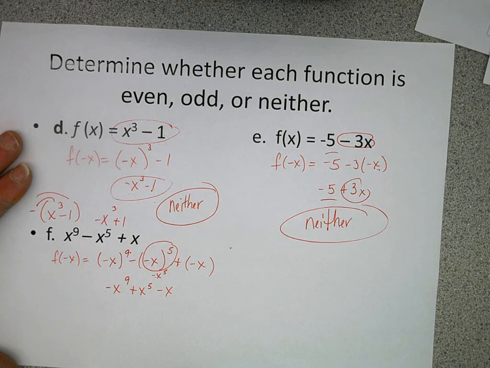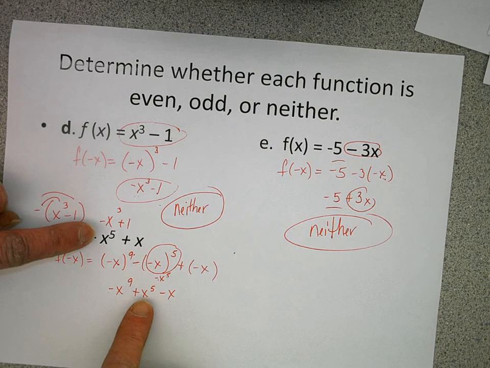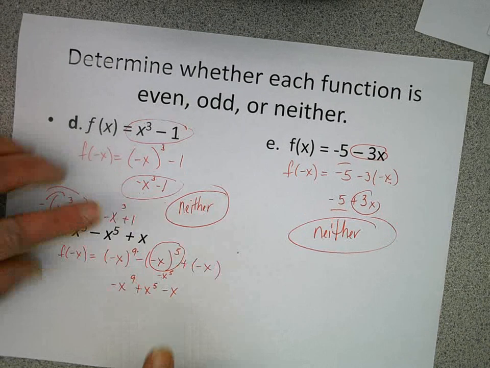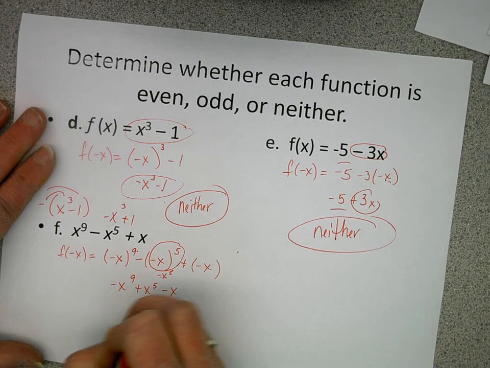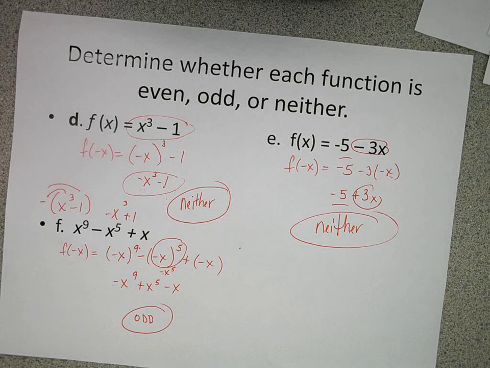So let's check. That's the opposite. That's the opposite. That's the opposite. This is an odd function because everything is the opposite sign. Here's a couple tricky ones on your homework.